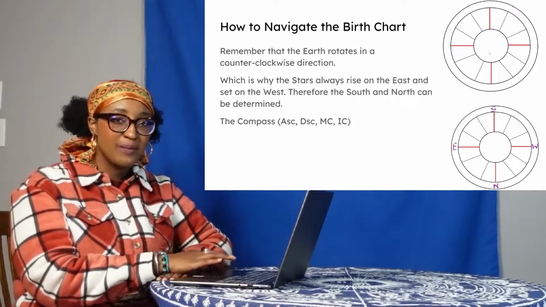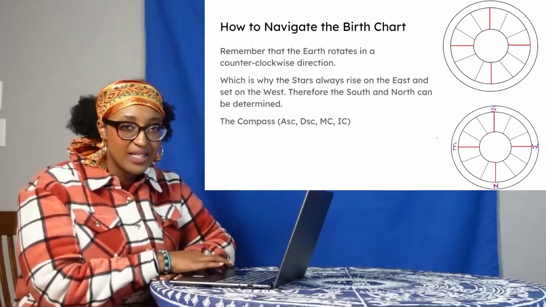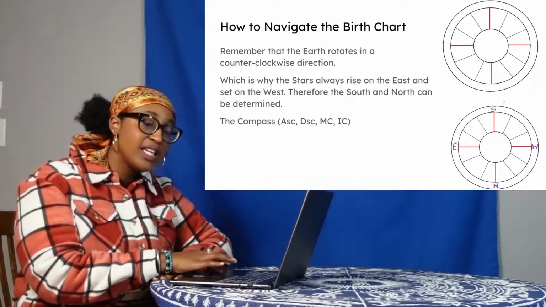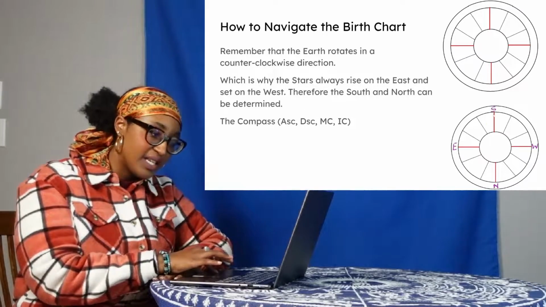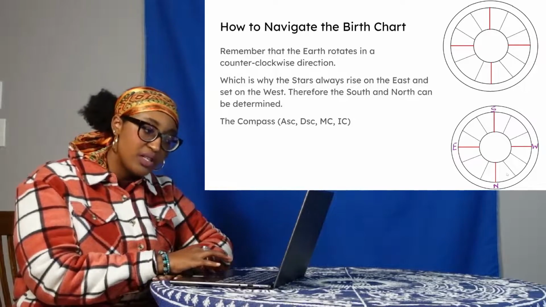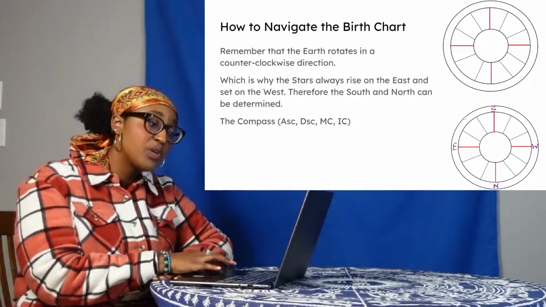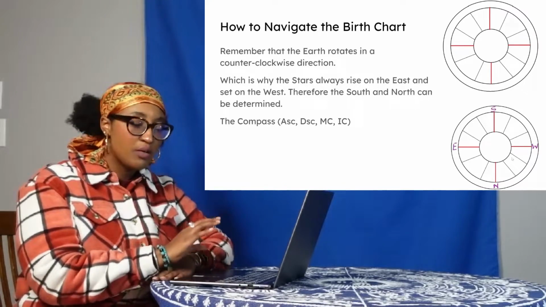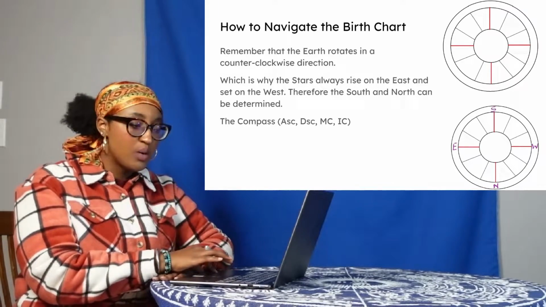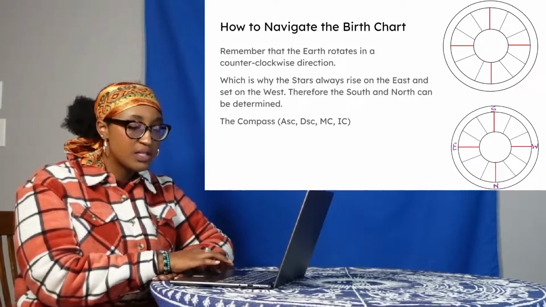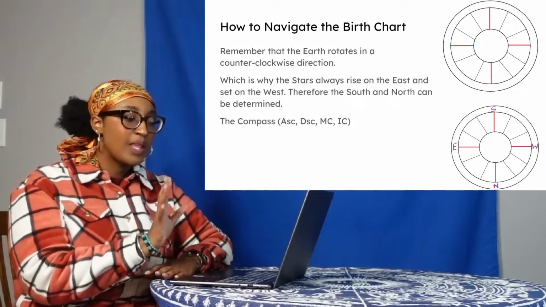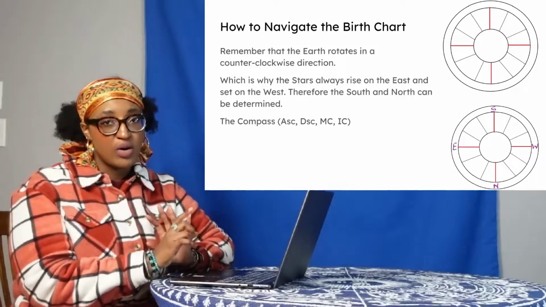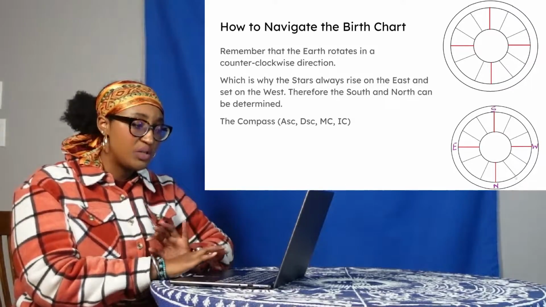As I was talking about, the Earth rotates and everything appears to rise in the east, the zodiac signs and the planets. As we turn in this direction, everything appears to rise in the east and set in the west. Therefore, you can figure out where north and south is based on a compass. And this is a fun way for me to remember how a compass is supposed to be read.